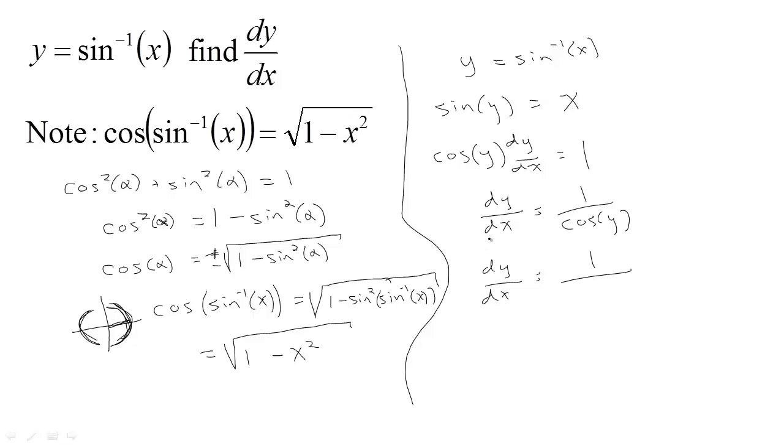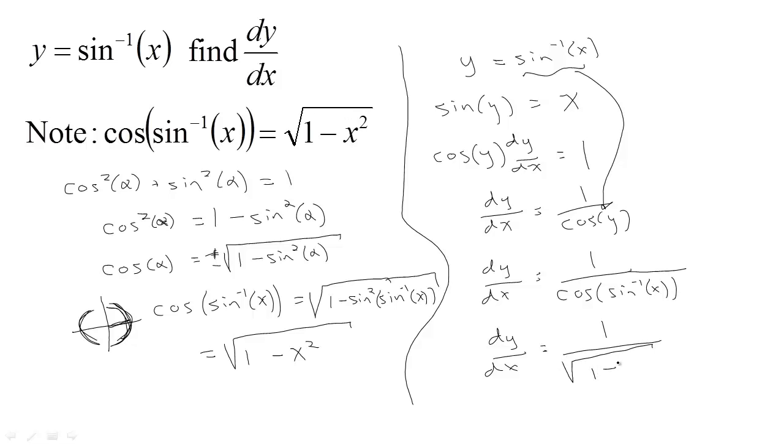Now, we know that y is the arcsine of x, so let me substitute that in right here, and we have 1 over the cosine of the arcsine of x. And we just got done pointing out that the cosine of the arcsine of x is the square root of 1 minus x squared. So now we know what the derivative of the arcsine is. The derivative of the arcsine is 1 over the square root of 1 minus x squared.